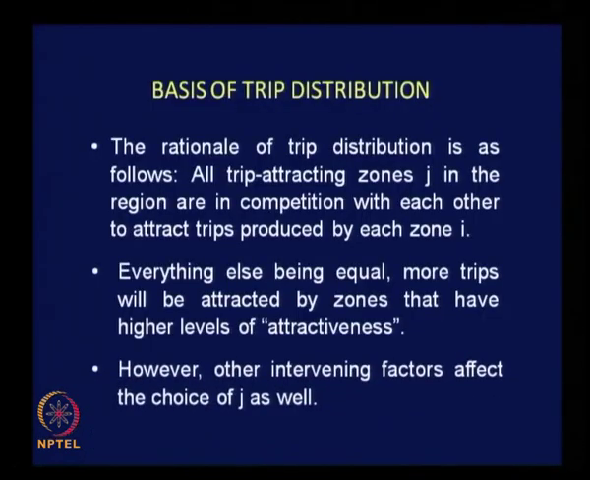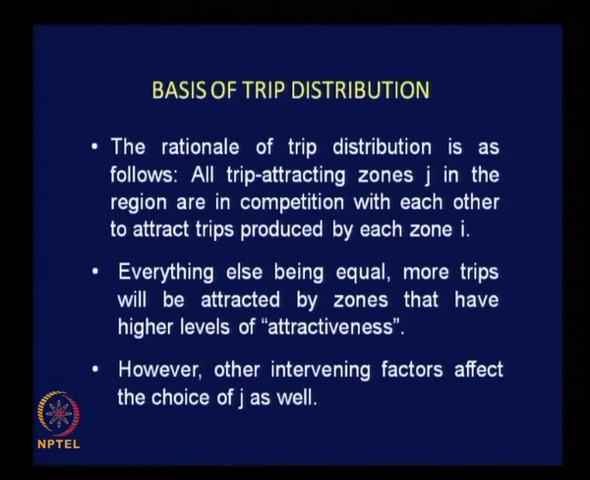And however, other intervening factors affect the choice of J as well. What are the other intervening factors? First, we have said that the zone which is relatively more attractive will be able to attract more trips, but it cannot be taken to be 100% correct. There are other intervening factors affecting the choice of J as well. We cannot say that J is going to be the zone which attracts more trips. What are the other possible factors?